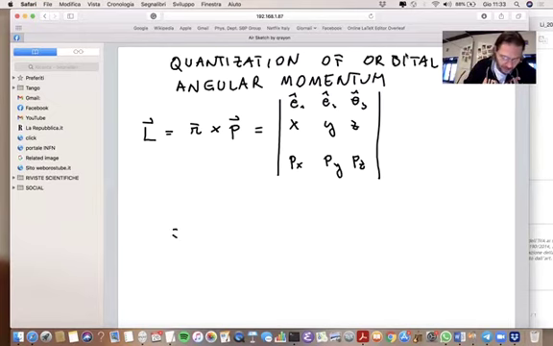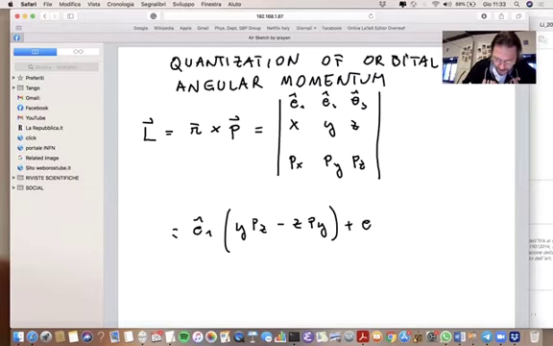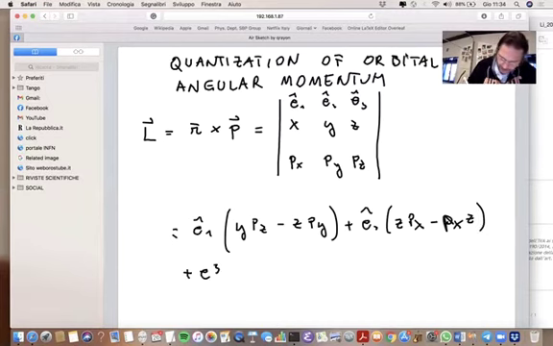So in other words, this is e1 multiplying (y p_z minus z p_y) plus e2 multiplying (z p_x minus x p_z) plus e3 multiplying (x p_y minus y p_x). And there is a problem here.